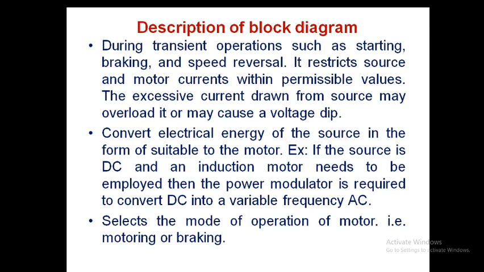And the last one is it selects the mode of operation of the motor, that is motoring or braking. So by using this power modulator, we can select the required operation, that may be motoring mode or braking mode, both in the forward direction as well as the reverse direction. Just by adjusting the firing angle, we can get the required operation in any quadrant among all the four quadrants. That mode of operation may be first quadrant, second quadrant, third quadrant and fourth quadrant.